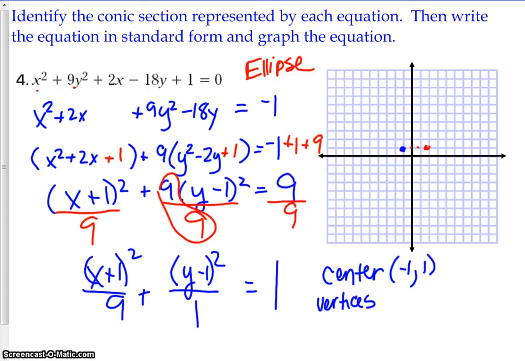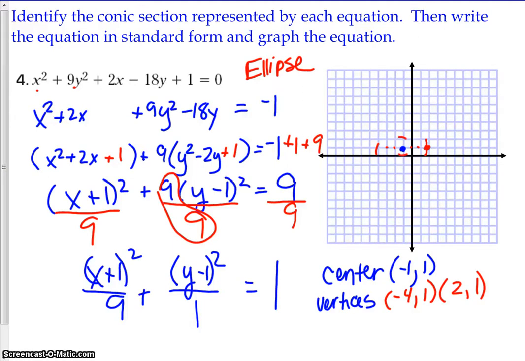1, 2, 3. I can just do that. I usually kind of do this. And 1, 2, 3. So my vertices here, 3 to the left of this would have been -4, 1, and to the right would have been 2, 1. So I just added and I subtracted 3 from my x values. And then the square root of this 1 here is 1 still, so I'm going to go 1 above, 1 below. So here's my 1 above, and here's my 1 below.